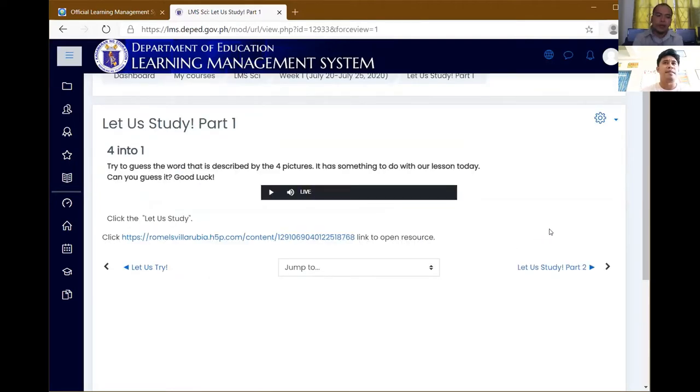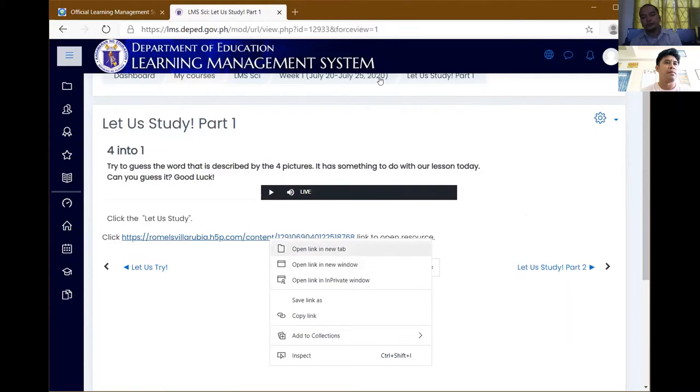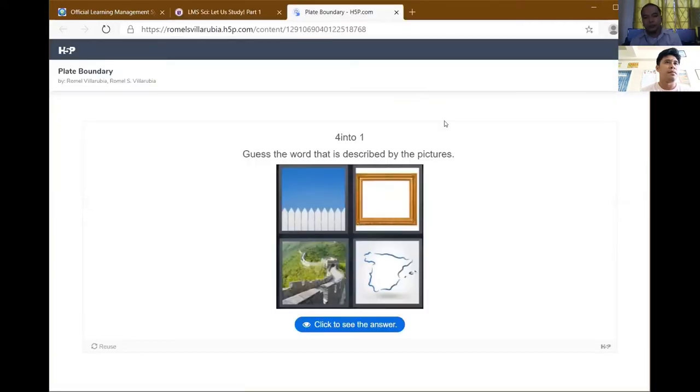Okay, now I will read to you the instruction. 4 into 1. Try to guess the word that is described by the 4 pictures. It has something to do with our lesson today. Can you guess it? Good luck. So you click the link provided there. That one. Okay, good. Click it, and then a pop-up will show. Okay, now we have here a 4 into 1.